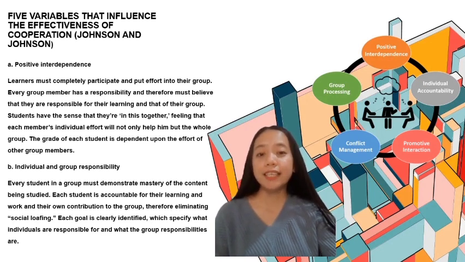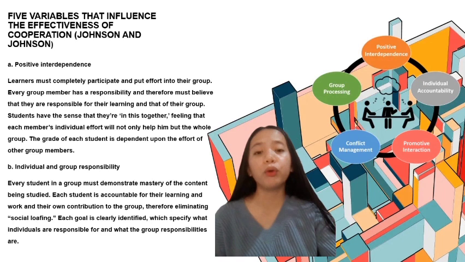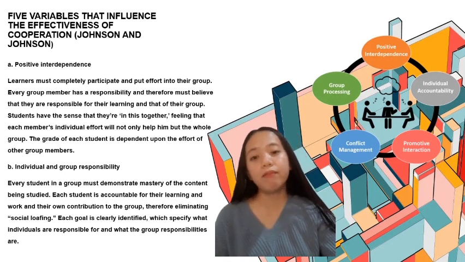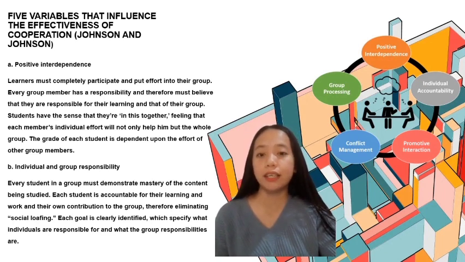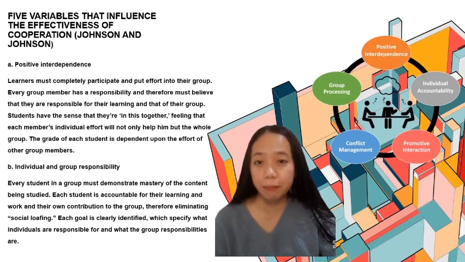You succeed in structuring positive interdependence when students perceive that they sink or swim together. This can be achieved through mutual goals, division of labor, dividing materials and roles, and by making part of each student's grade dependent on the performance of the rest of the group. Group members must believe that each person's effort benefits not only him or herself but all group members as well. And second is individual and group responsibility.